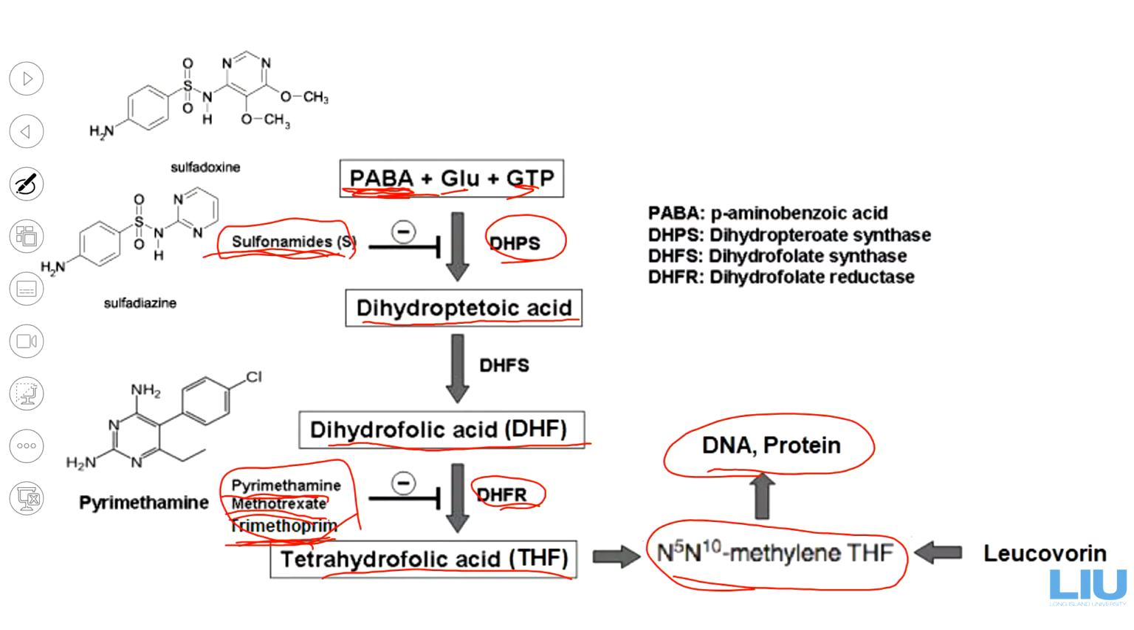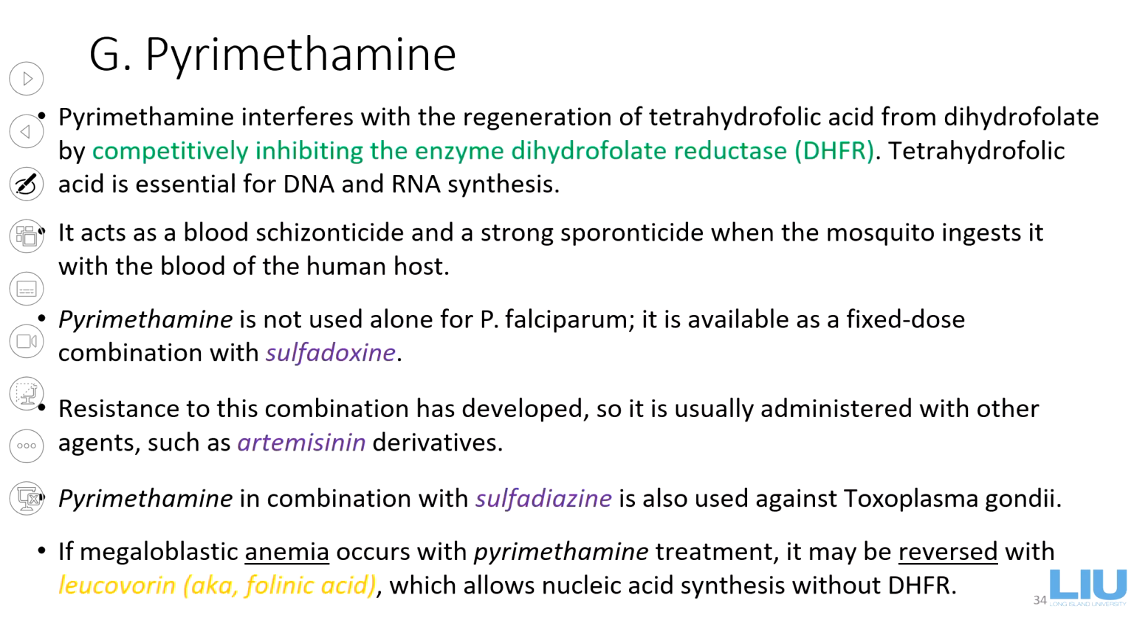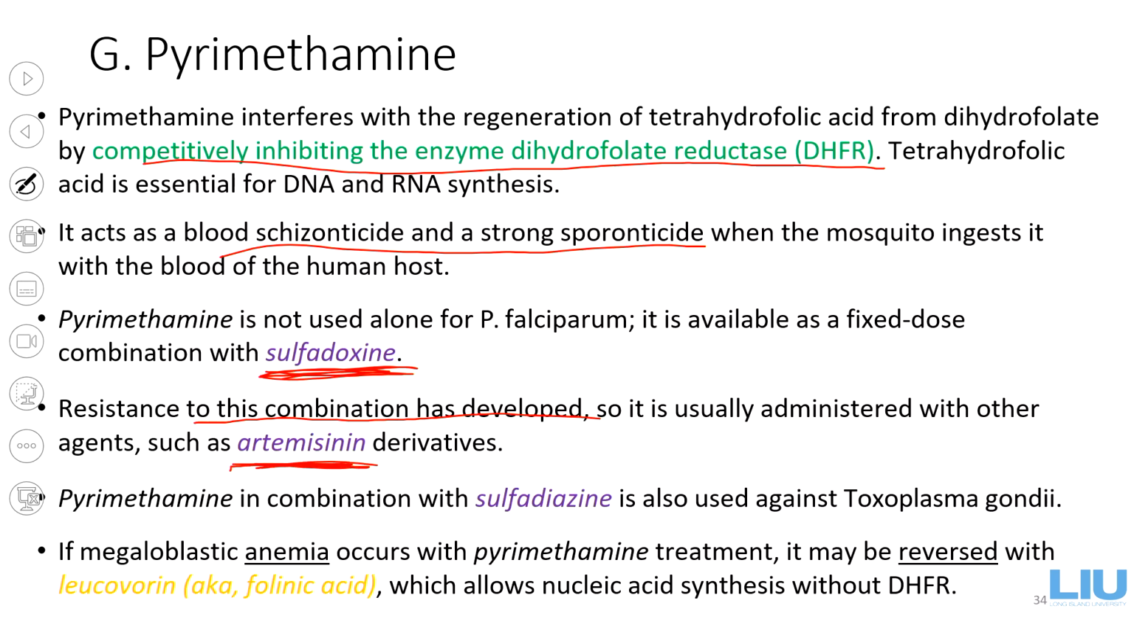All right, so pyrimethamine is used in this case. It could also be combined with sulfonamide. So that's the mechanism of action for pyrimethamine. Of course, it kills these agents. It could be combined with sulfadoxine. Resistance to this combination may develop, and so you would switch to artemisinin. We talked about that.